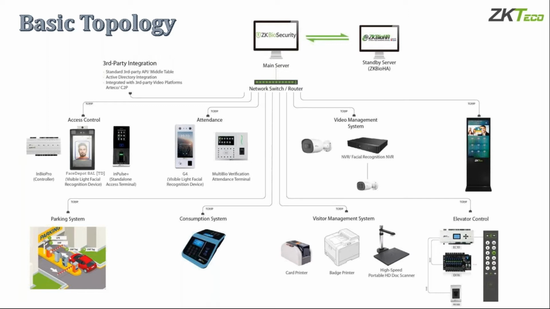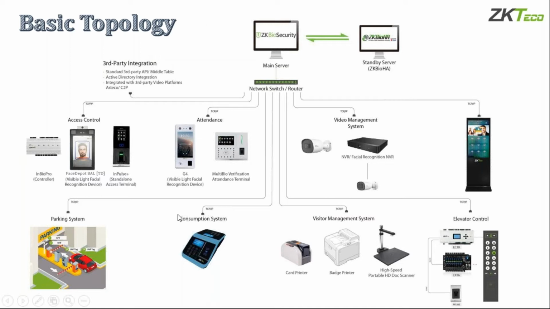Then we have temperature detection devices, which are SpeedFace V5L TD and FaceDepot 7A TD. That facial recognition device with body temperature and mask detection, you can connect to the access module. Then we have third party integration. If you want to integrate this software with a third party application, we can use the API, or with the help of middleware, we can integrate this with Active Directory. We can help this software connect with third party software as well.